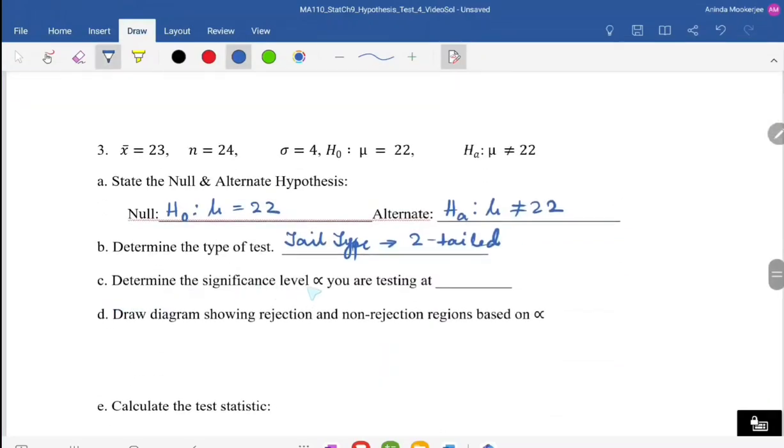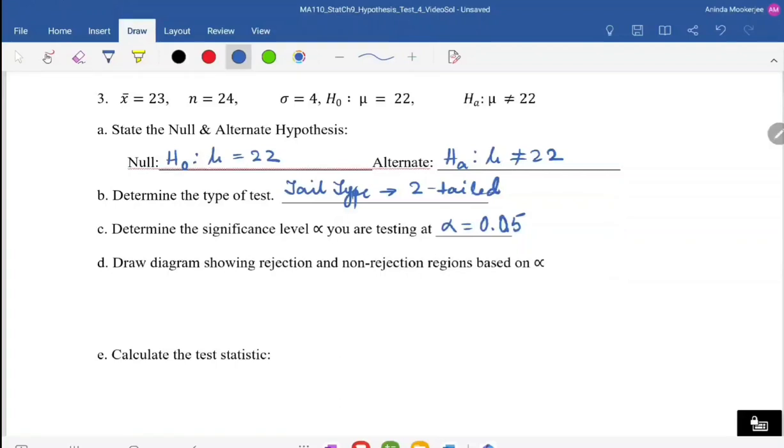Part C, determine the significance level alpha you're testing at. We are going to use the same significance level because part 3 is a part of the same problem. All right. So we are testing at alpha equals the decimal version of 5%. Therefore, it's 0.05.